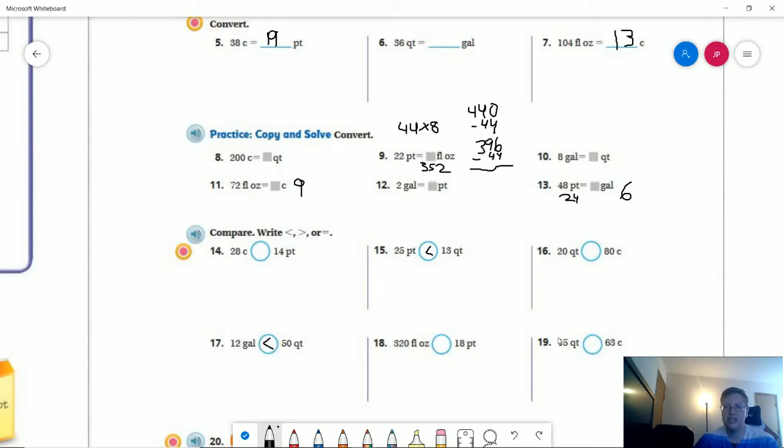And then number 19, 15 quarts compared to cups. There are 2 pints in a quart, so I can multiply by 2. That'll give us 30. There are 2 cups in a pint, so I can multiply again by 2, and that would then give us 60. So 60 cups should be the answer for how many 15 quarts is worth, and then that is smaller than our 63 cups that we are comparing it to.